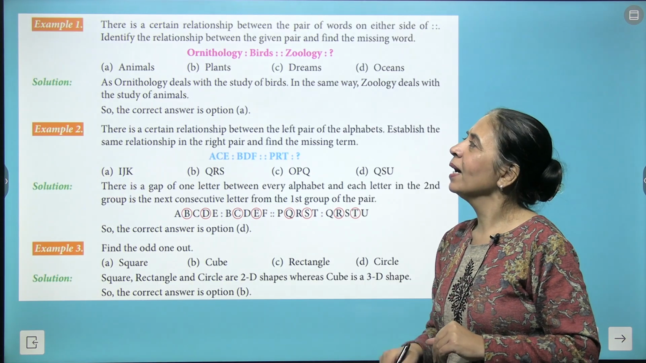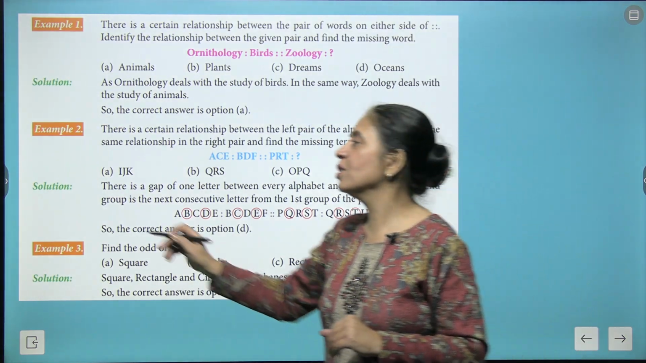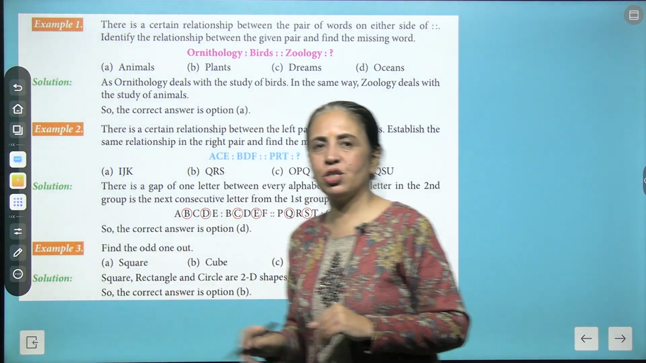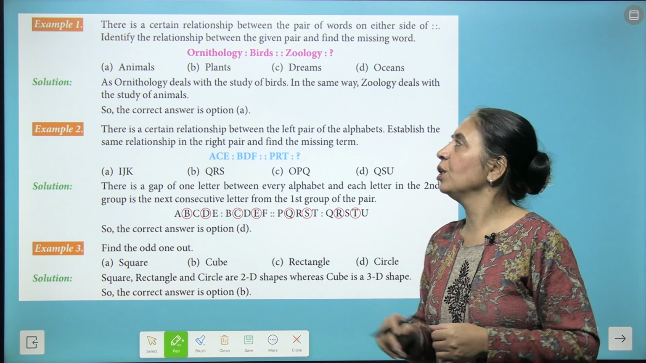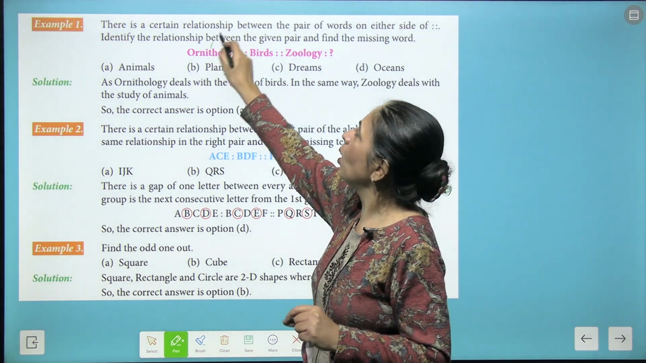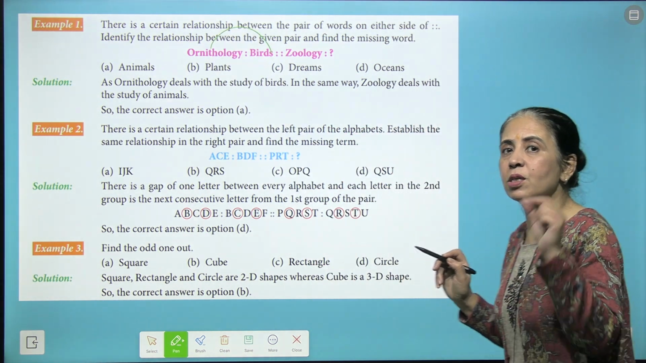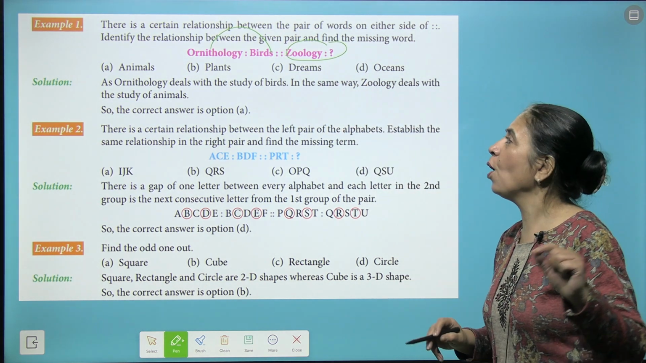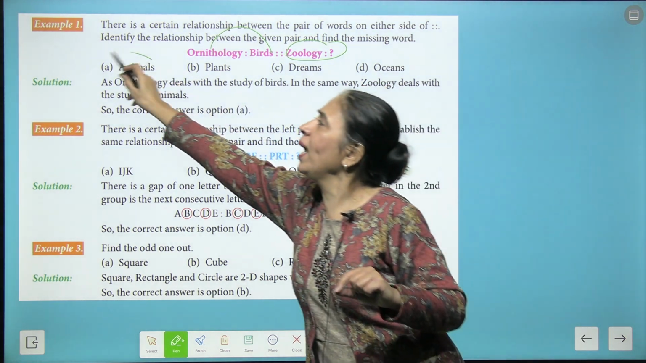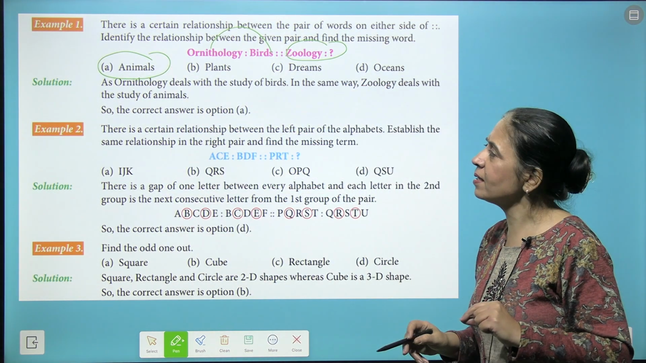Great going. Come, let's see some questions related to analogy now. We know ornithology is the study of birds. So what is zoology? Beautiful. It's the study of animals. So A becomes your correct answer.